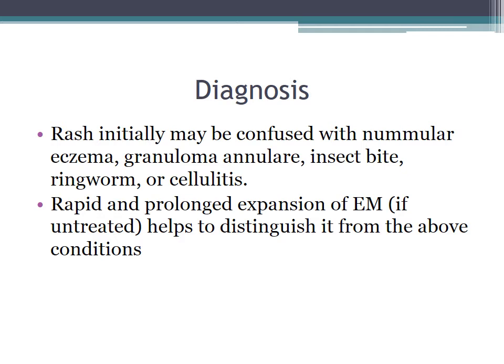Turning towards the differential diagnosis, it's important to know that the rash initially may be confused with entities like nummular eczema, granuloma annulare, insect bites, ringworm, or cellulitis. The rapid and prolonged expansion of erythema migrans, if it's untreated, can help to distinguish it from the above conditions.